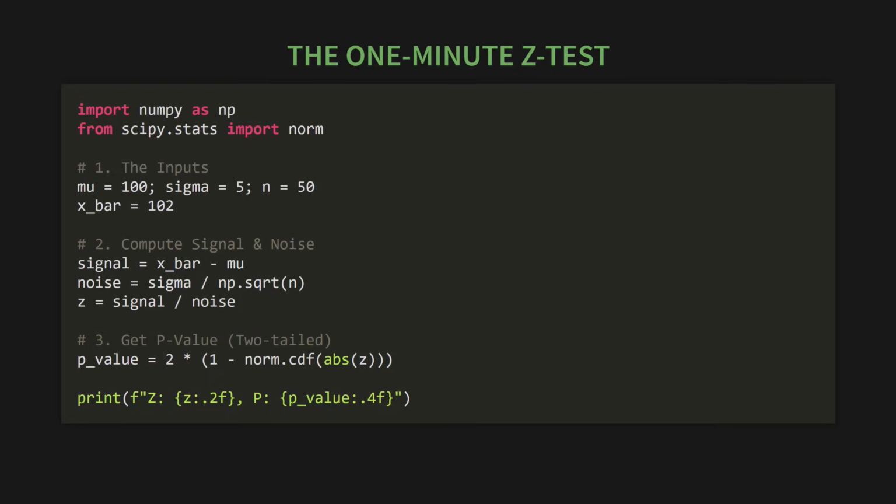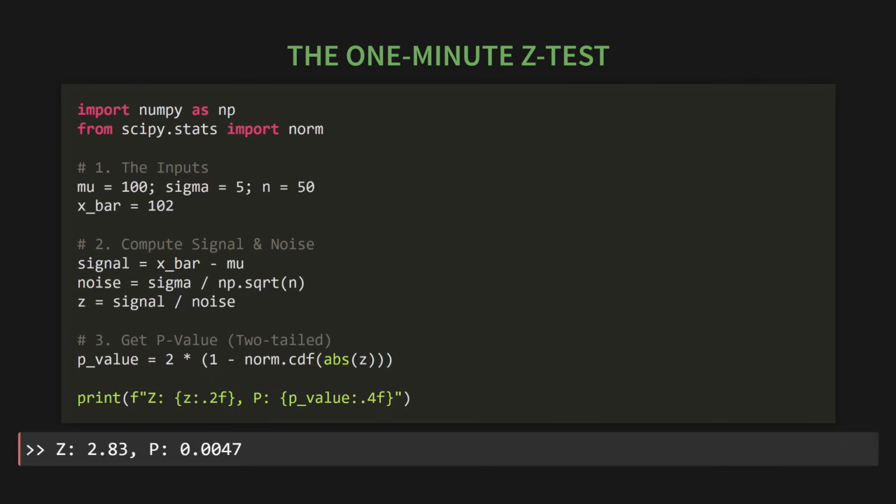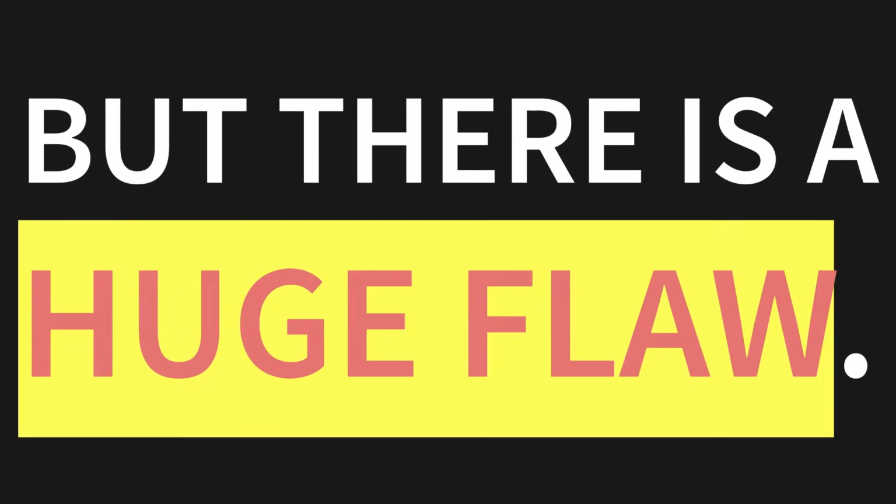Finally, we get the p-value. We use a function from SciPy called norm.cdf. The 2 times at the front is because it's a 2-tailed test. We'd be surprised if it was too high or too low. And when we print the result, look at that. Z equals 2.83 and P equals 0.0047. The exact same numbers. The code confirms our decision, but there is a huge flaw in what we just did.